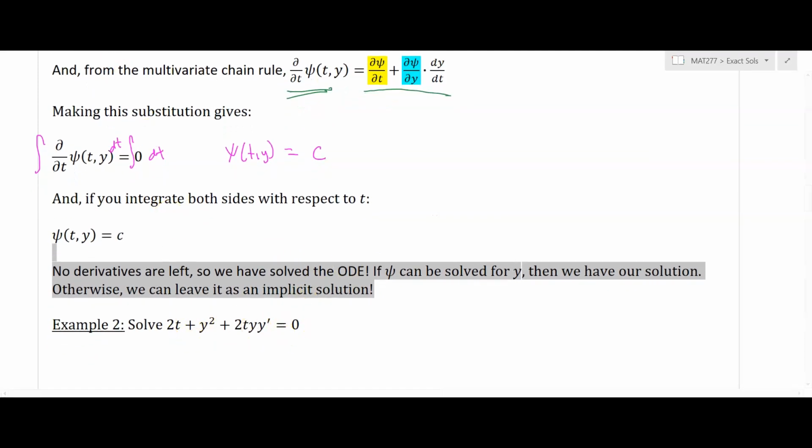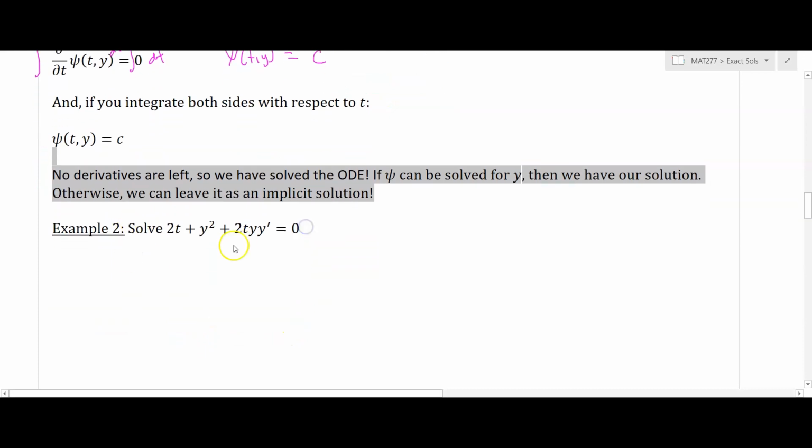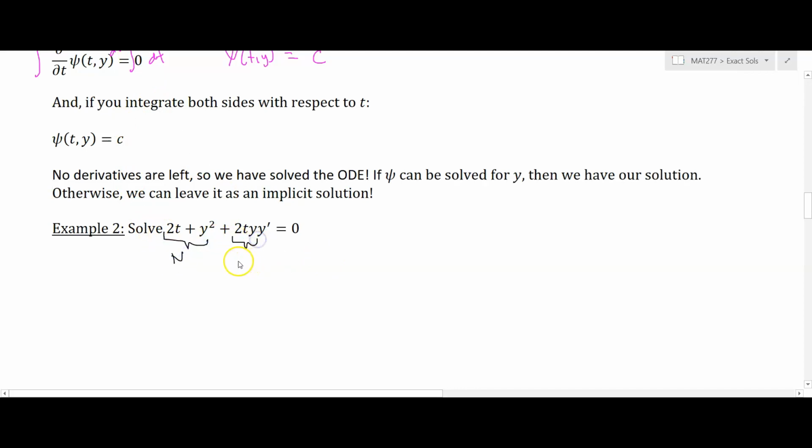Okay, so now that we have that under our belts, we're going to go ahead and solve this differential equation. So we've already established that this right here is our n, and that this right here is our m. So what we need to do now is find psi, because if we find psi, then we're almost done. We just have to substitute it into the left-hand side, equate it to an arbitrary constant and solve for y. Okay, well let's think about what this means.